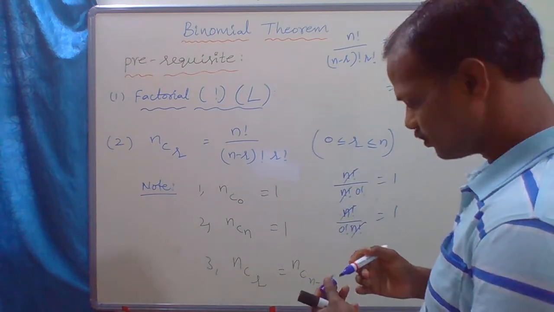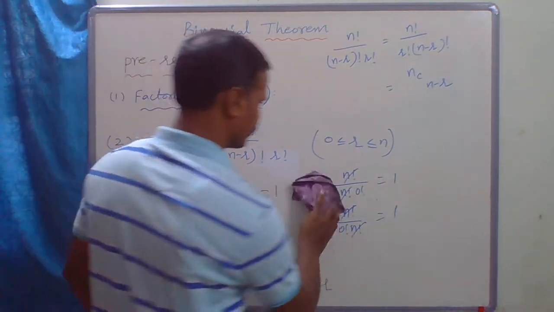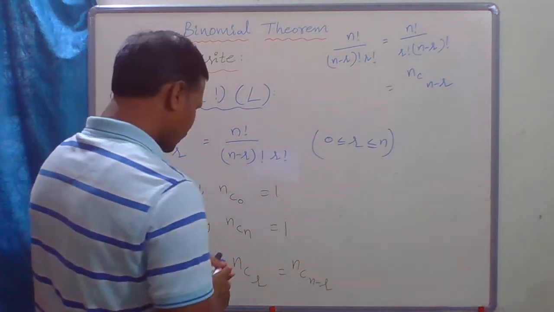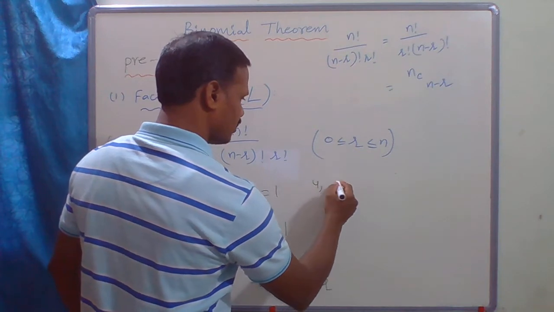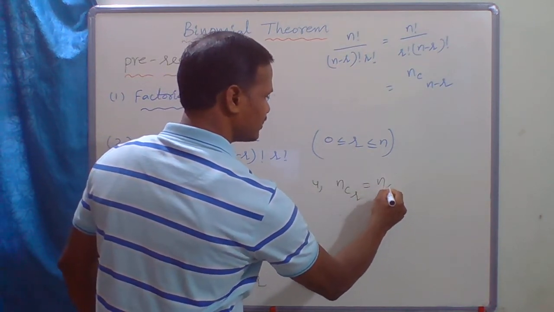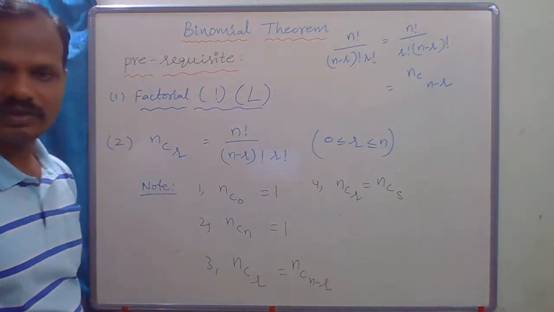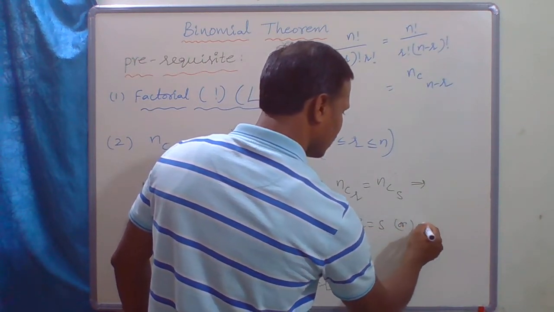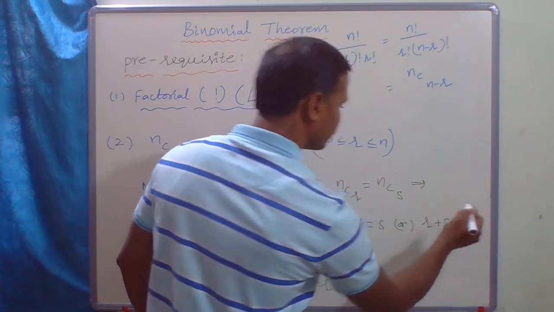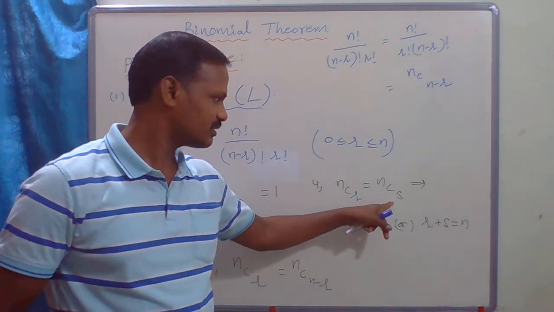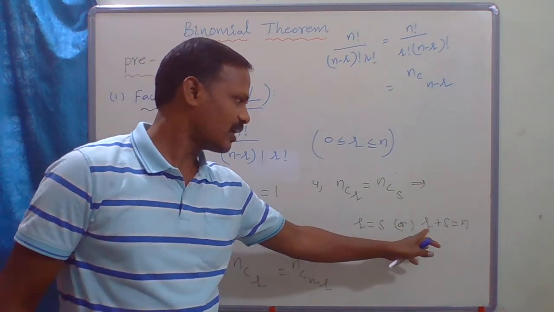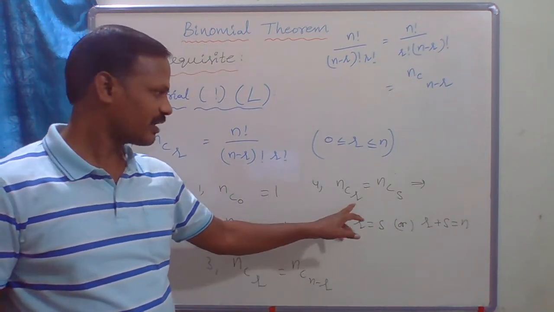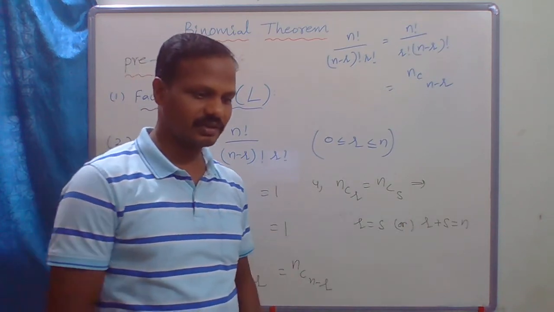Next, one more result. If NCR equal to NCS, then R equal to S or R plus S equal to N, because in place of S we can write n minus r, so R equal to n minus r.